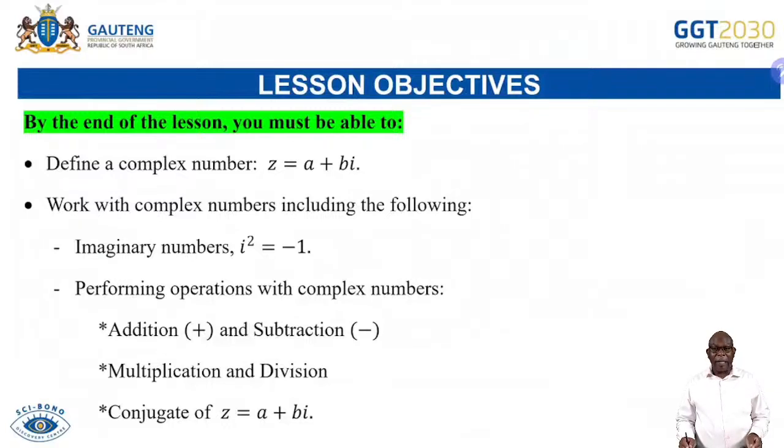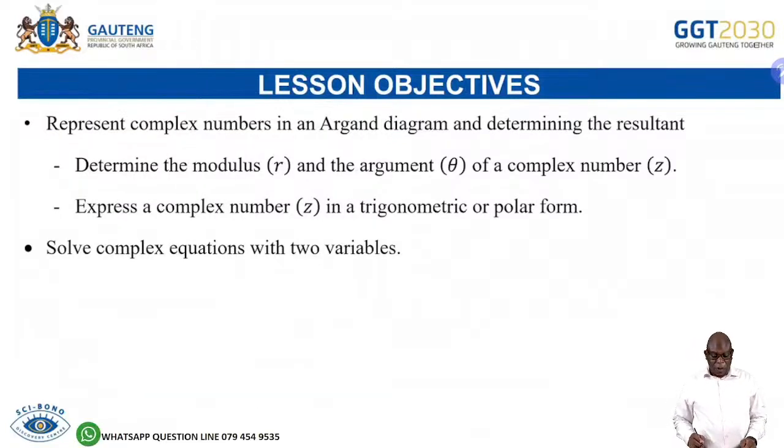We need to understand that i squared equals -1, which we have done in grade 10. We need to also perform the operations with complex numbers: we need to know how to add complex numbers, how to subtract complex numbers, and also to multiply and divide complex numbers. We also need to understand what a conjugate of a complex number is. We also need to represent complex numbers in an Argand diagram, because these are some of the questions that can be asked in an exam.